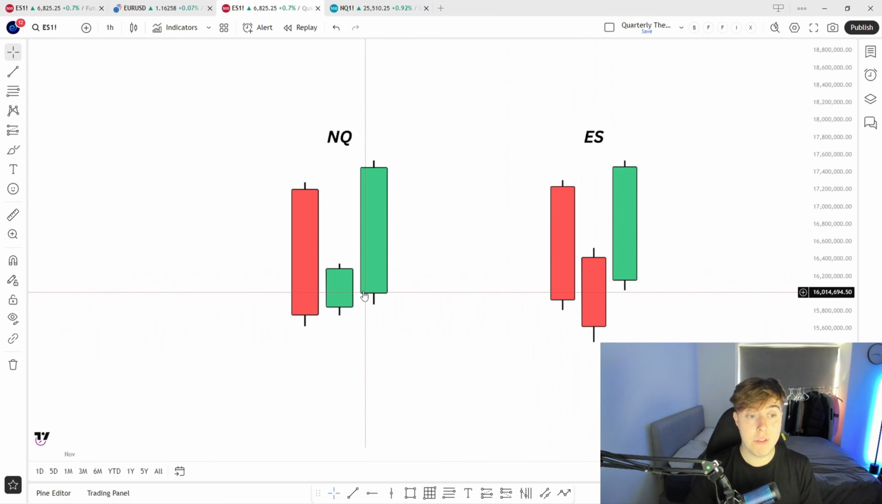The other name that we have for this type of candle is a precision candle, or a PSC.